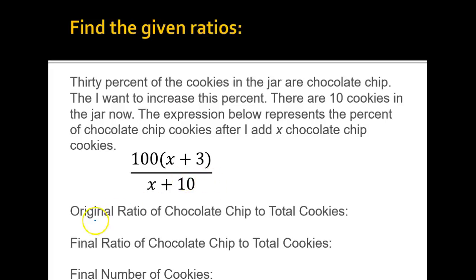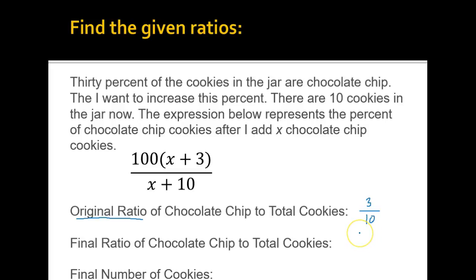But let's answer 3 questions. What's the original ratio? The original ratio of chocolate chips to total cookies. The way I put it in the present tense, 30% of the cookies in the jar are chocolate chip, and there are 10 cookies in the jar. So right now the total number of cookies is 10, and 30% of them are chocolate chips. That would be 3. So the original ratio of chocolate chip to the total cookies is 3 to 10, 3 out of 10, or 3/10.